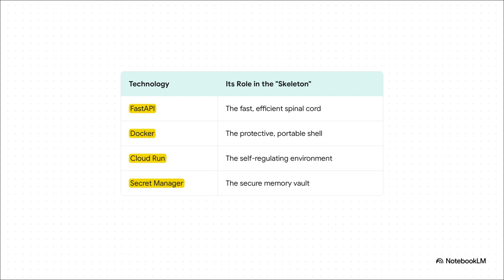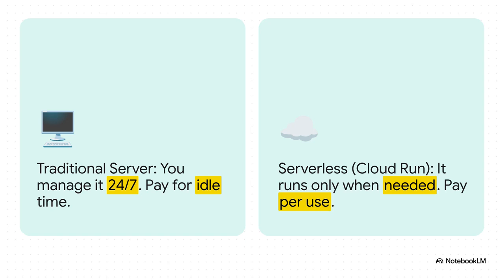Pretty cool, huh? And this really shows the genius of using a serverless model like Cloud Run for the skeleton. See, with a traditional server, that thing is running 24/7, which means you're paying for it even when no one's talking to your bot. But a serverless bot only wakes up when it gets a message. The bottom line here is you only pay for what you actually use. That makes it incredibly cost-effective and super easy to scale.